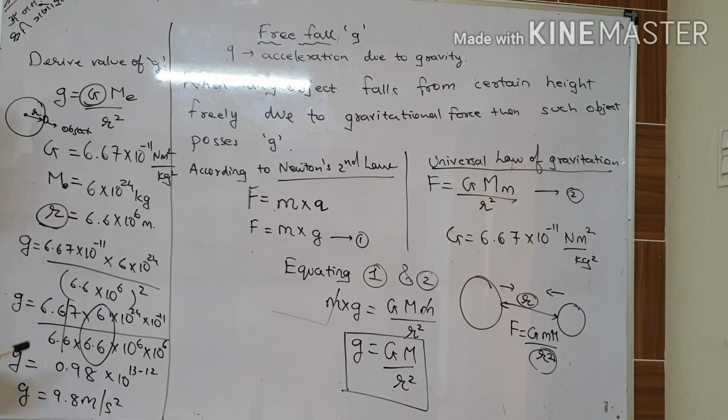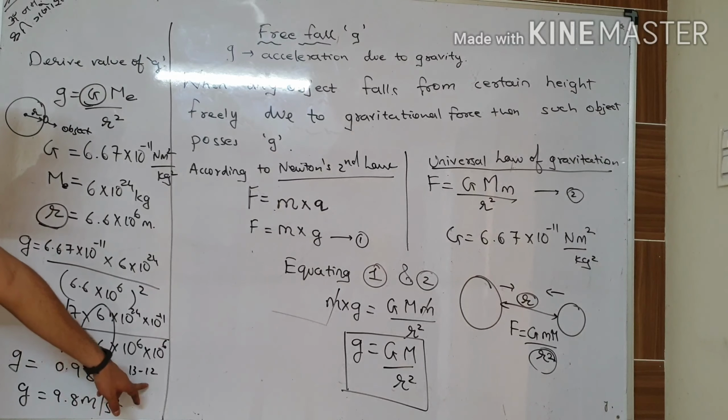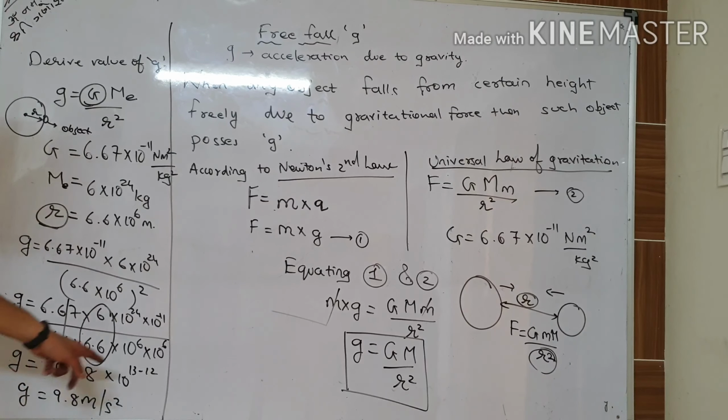After substitution, I have separated the power part and the real numbers. Then in this step, I have cancelled the same values, and I have divided 6 by 6.6. I will get 0.98 approximately, and by dividing the powers, I will get 10 raised to 13 minus 12. That is nothing but 10. So if I multiply 0.98 with 10, I will get the answer g is equal to 9.8 meter per second square.